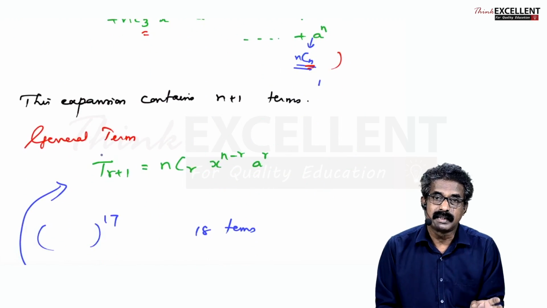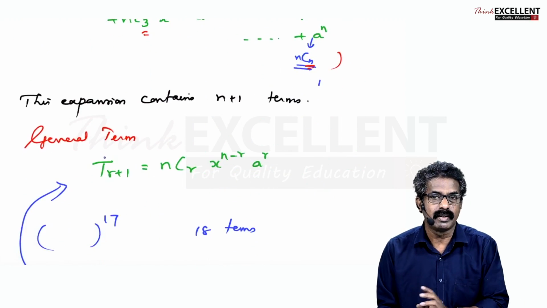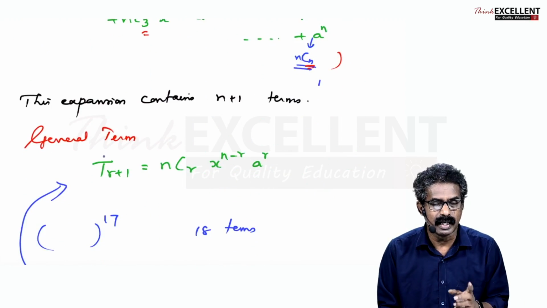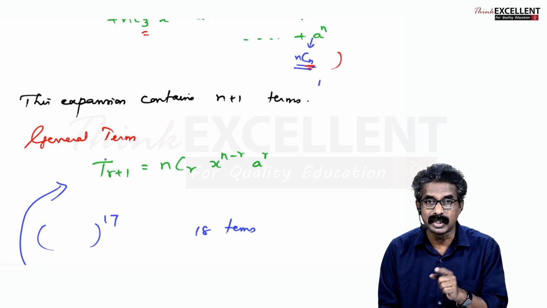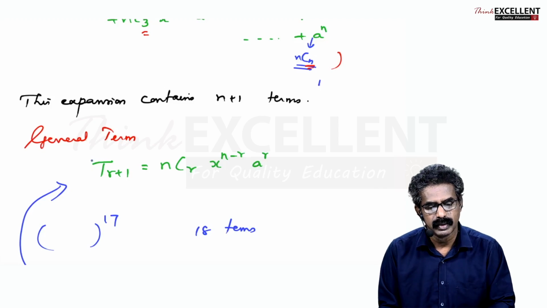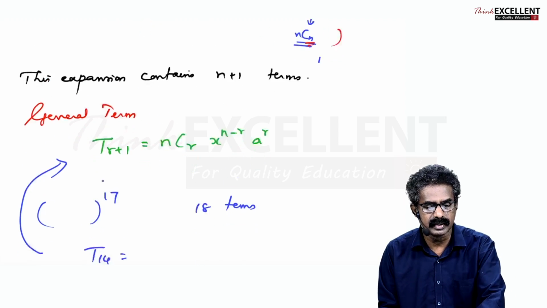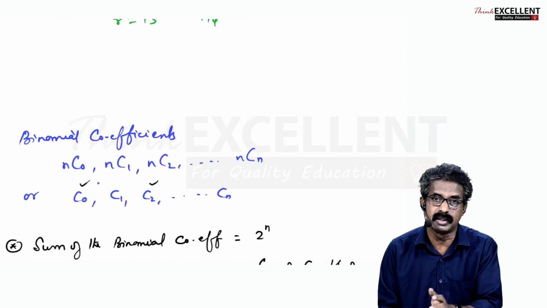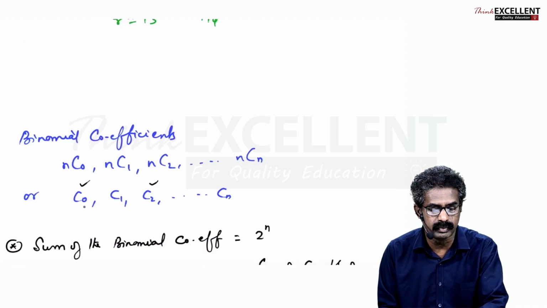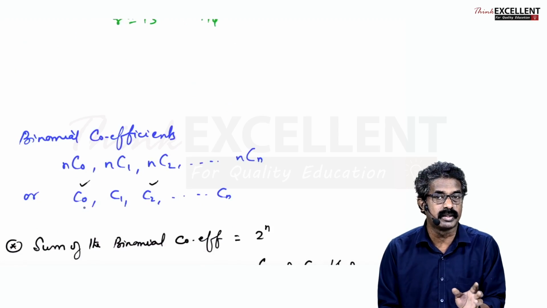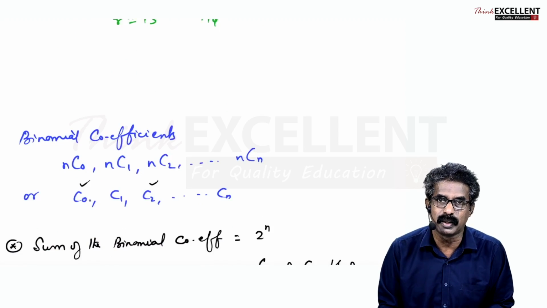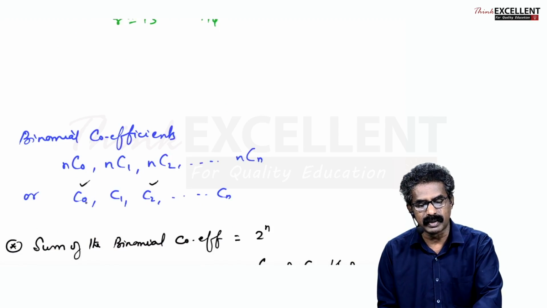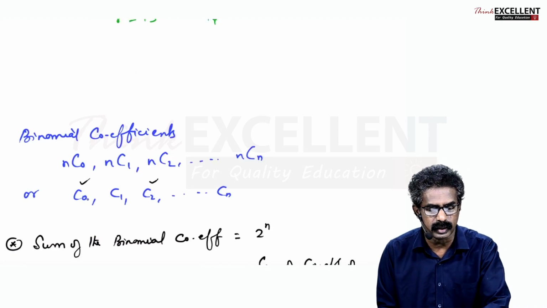Then the expansion has n plus 1 terms. If the power is 20, 21 terms will be there. And that expansion is only for natural numbers, right? Positive integers. General term, what's the use of that? I said already. Then binomial coefficients, C0, C1, C2, etc., Cn are binomial coefficients. Sum of the binomial coefficients, all these are important for objective questions. 2 raised to n, if the power is n. If the power is 20, 2 raised to 20, right?